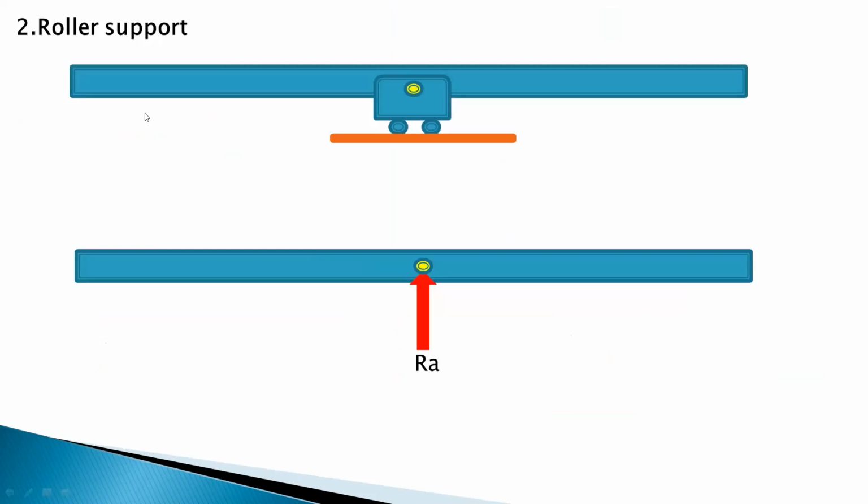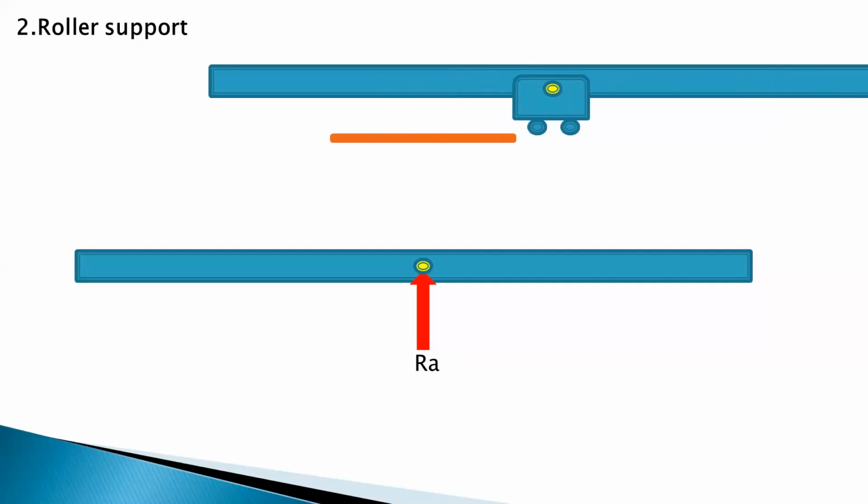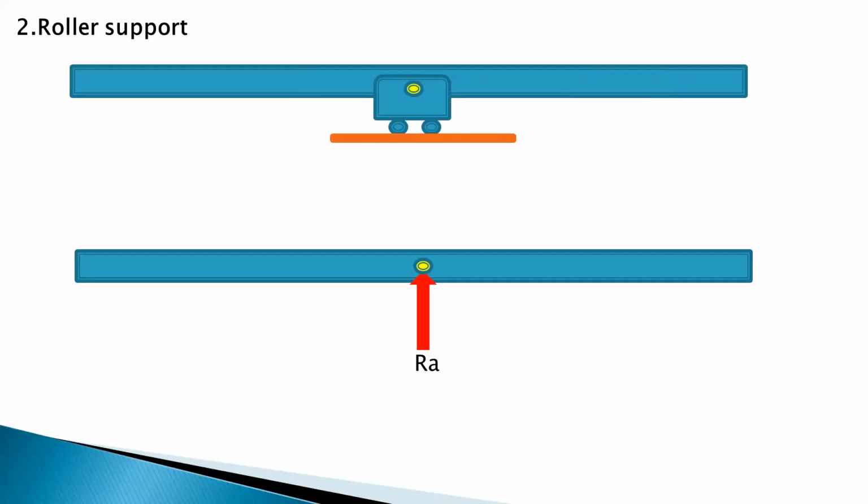Now the second support is the roller support. So roller support means what? It will offer only one reaction. So this is the reaction RA. It will allow the free motion of that object in the horizontal direction or in the vertical direction. Okay, so you can see here, roller support allows the free movement of the object in the horizontal plane or in the vertical plane.